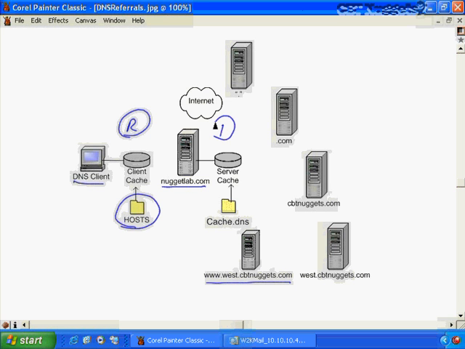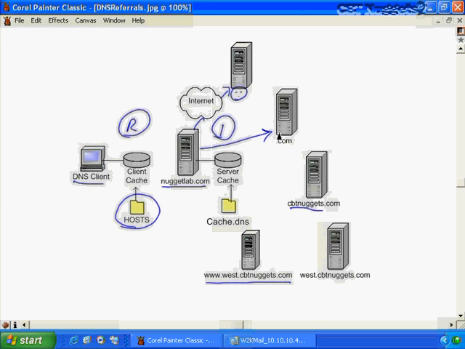So what happens then is NuggetLab.com says, since I have no knowledge of cbtnuggets.com, but I do know that I can go to the root servers, and we're assuming internet servers here. So we'll go to a root server, which is initially just the dot servers. And the dot server says, well, I don't know CBT Nuggets either, but I do know where the .com servers are, and here's one of the IP addresses that you can use. So NuggetLab.com will say, okay, .com, do you know further up the hierarchy where I can find cbtnuggets.com?